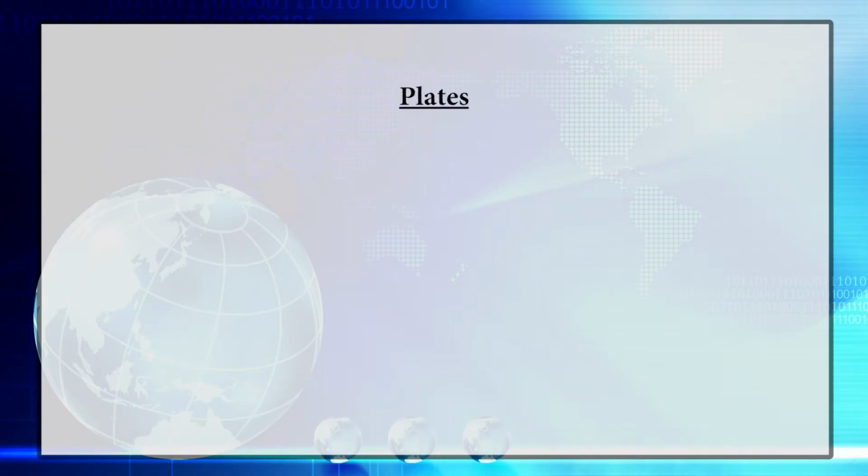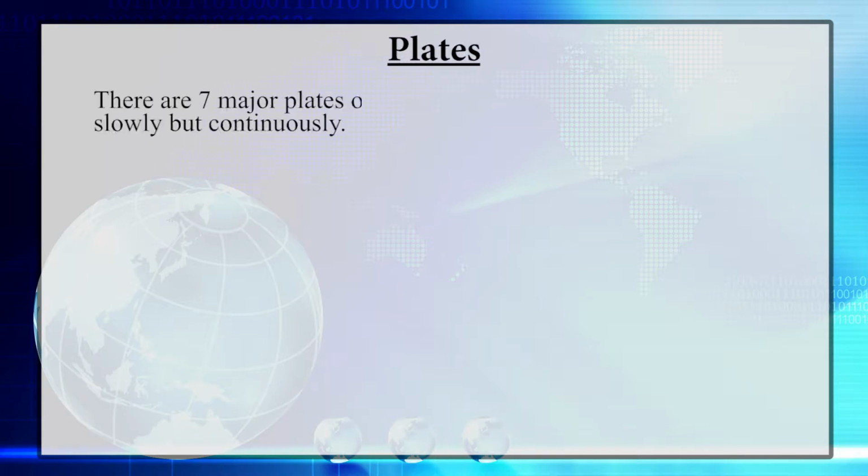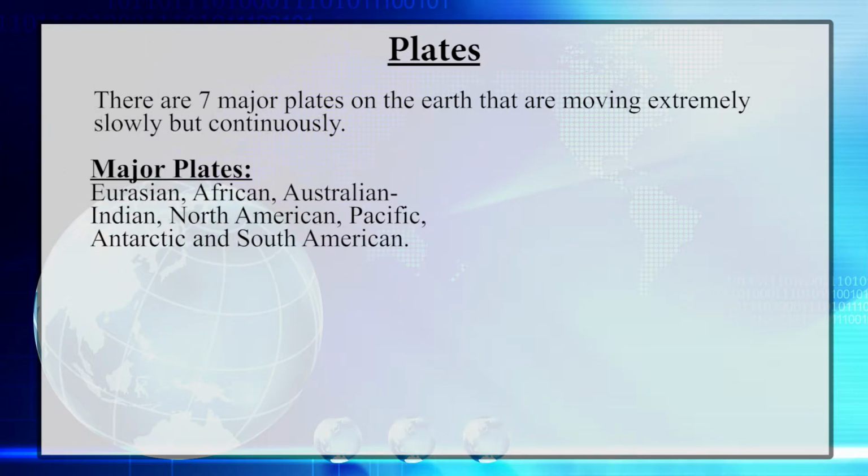And now I am going into detail about the plates. There are 7 major plates on the earth and that are moving extremely slowly but continuously. And what are the major plates? Eurasian plate, African plate, Indo-Australian plate, North American plate, South American plate, Pacific plate and Antarctic plate. These 7 are the major plates of the world.